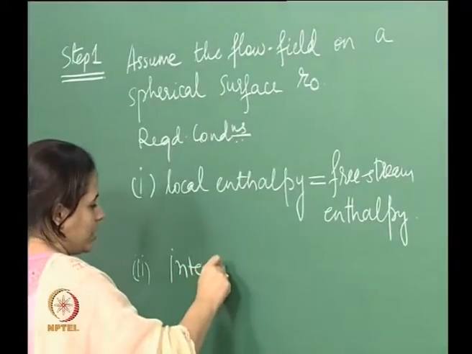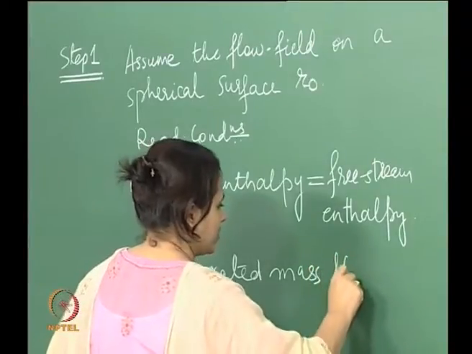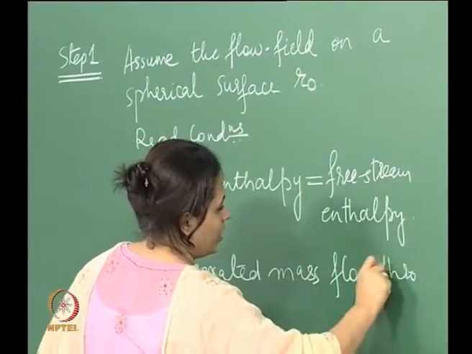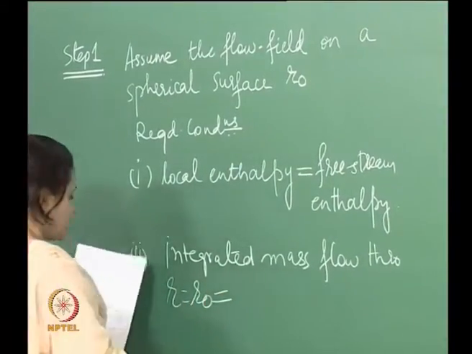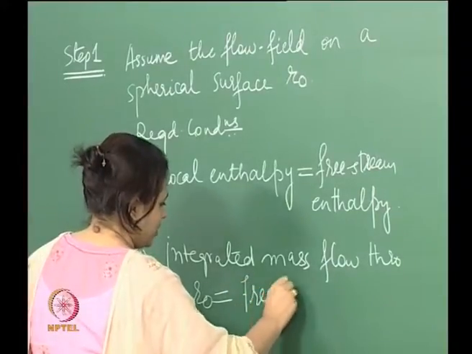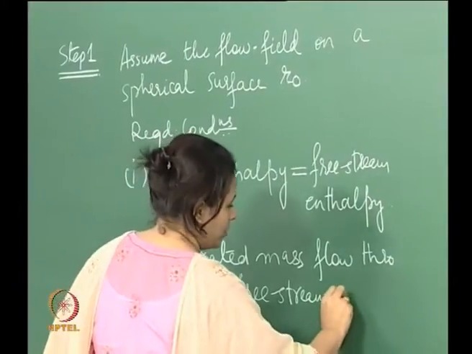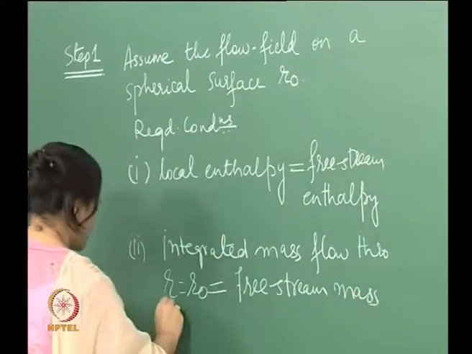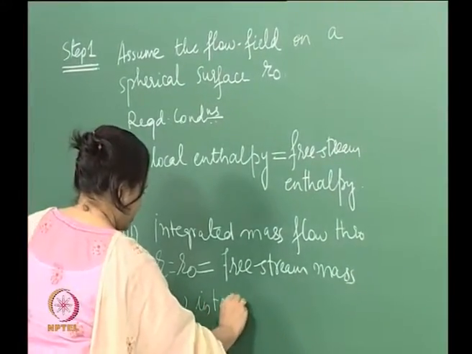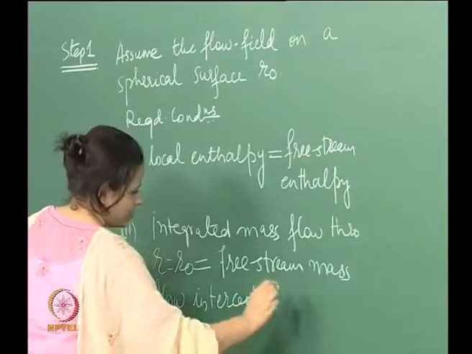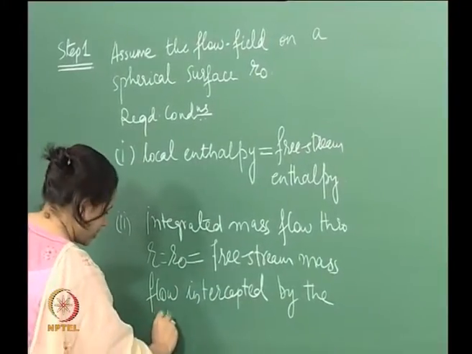Let me write it this way. Integrated mass flow through R is equal to the free stream mass flow by the spherical surface.